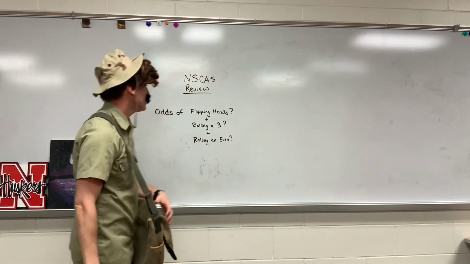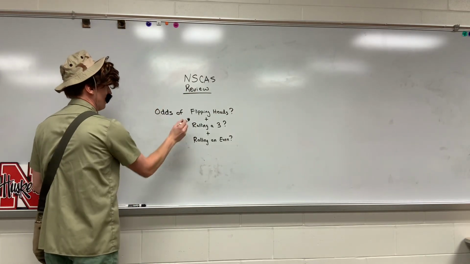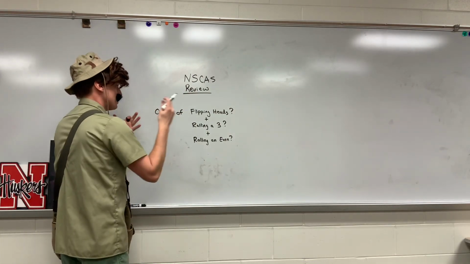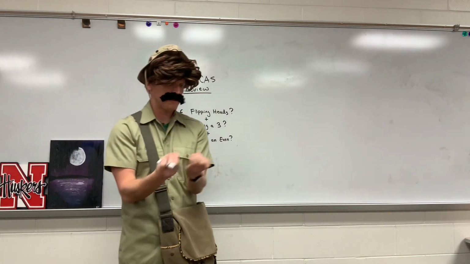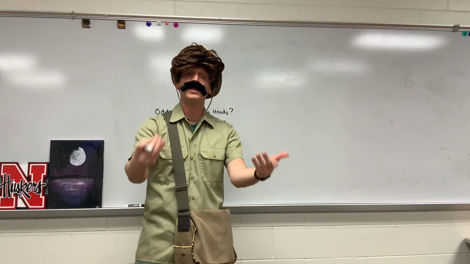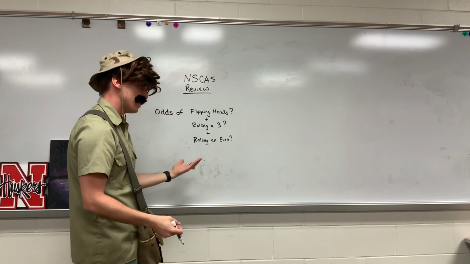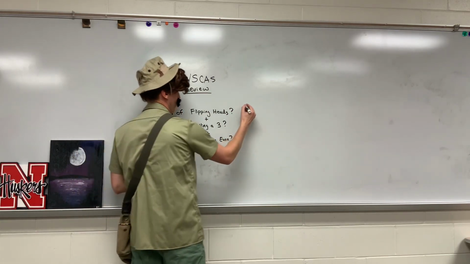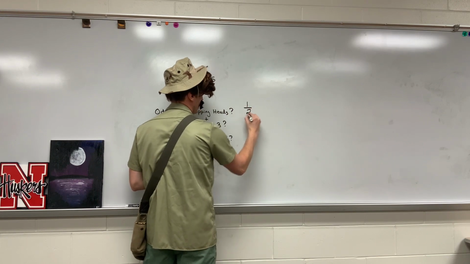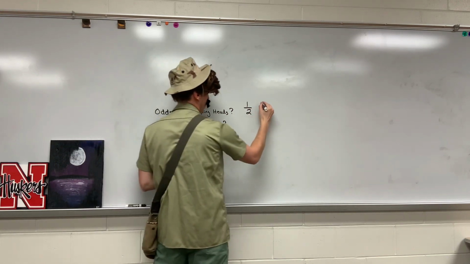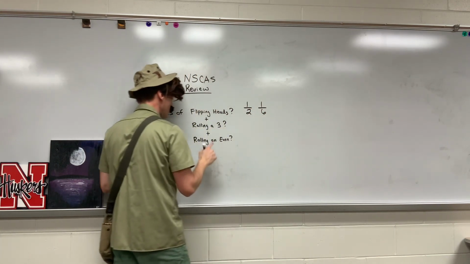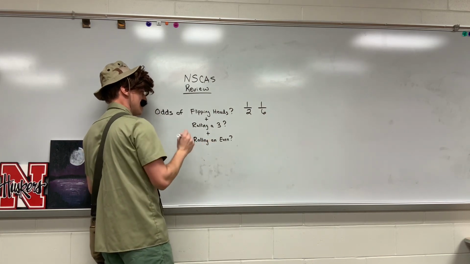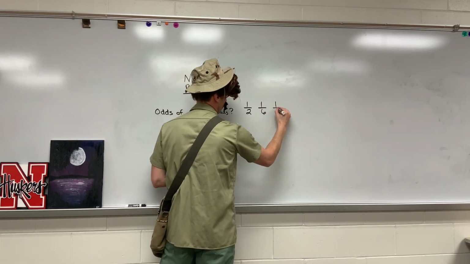Okay, we're going to do flipping heads, rolling a 3, rolling an even. Separately, these are independent events, independent things. They do not influence each other. This is a theory, so theoretical probability also. Okay, so flipping the heads is a 1 out of 2. Rolling a 3 is a 1 out of 6. And actually, rolling an even is also a 1 out of 2.